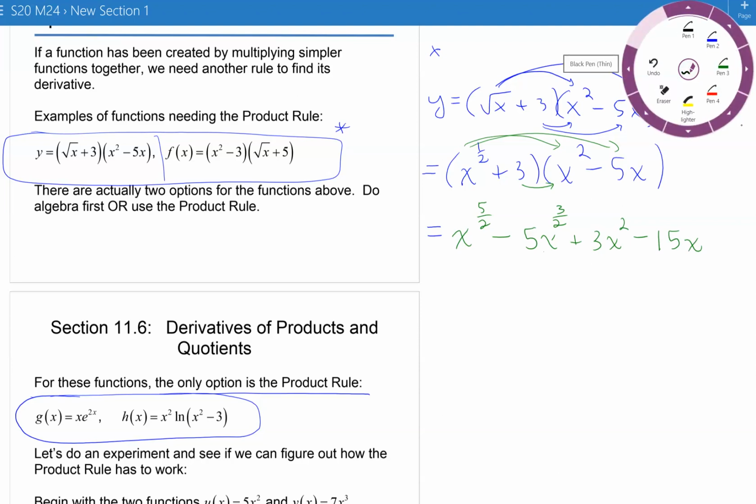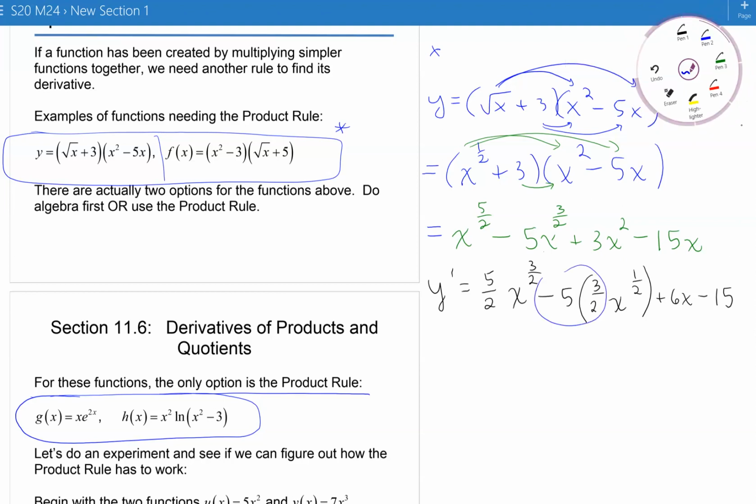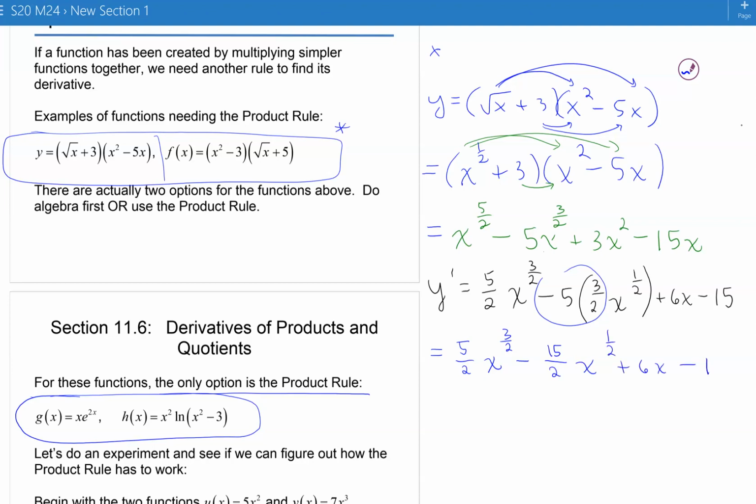Now we see that we already know all the rules for doing these derivatives. So y prime is going to be, using the power rule, 5/2 x to the 3/2, then minus 5 times, using the power rule, 3/2 x to the 1/2, plus 6x minus 15. Then we should beautify this a little by combining the 5 and the 3/2. So we'll have 5/2 x to the 3/2 minus 15/2 x to the 1/2 plus 6x minus 15. So this is our derivative.